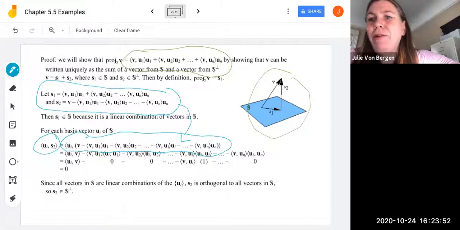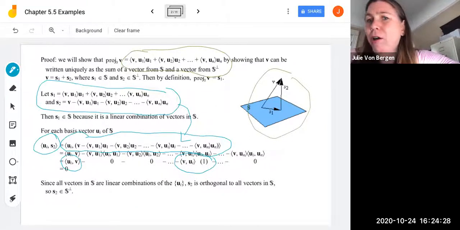And then we're going to get zeros everywhere except the inner product of ui with v. And then when we have the inner product of v with ui multiplied by the inner product of ui with ui, that inner product of ui with ui is going to be a 1. And remember, we're getting zeros everywhere else because these are orthogonal. So because they form this orthonormal basis, the inner products of all vectors that are not the same vector in u are going to give us 0 there.